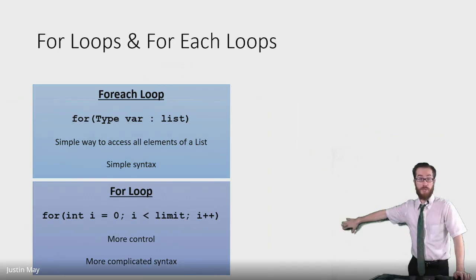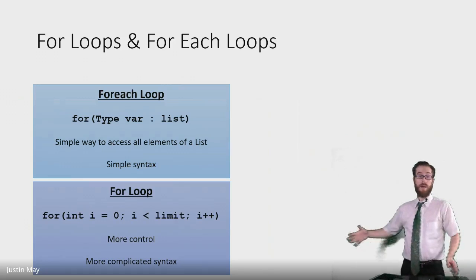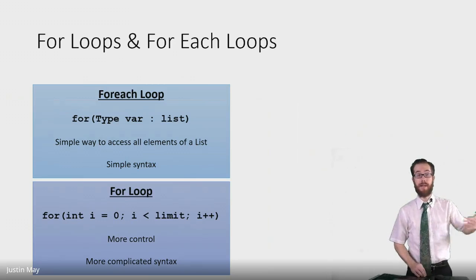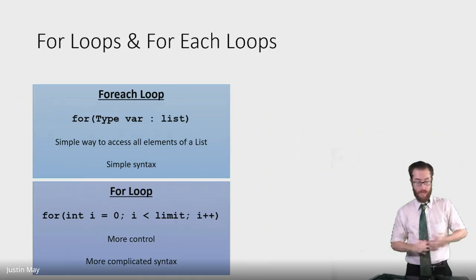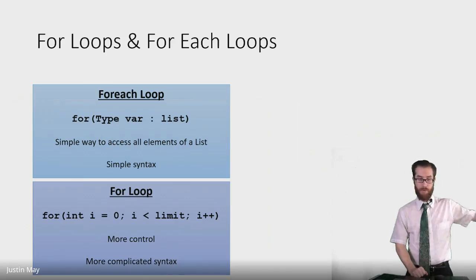You have more control with the for loop though. It's more complicated syntax, so there's more to write, but you have control over and access to the index that you're iterating over. So you can control where you start, where you end, and how you iterate through there.